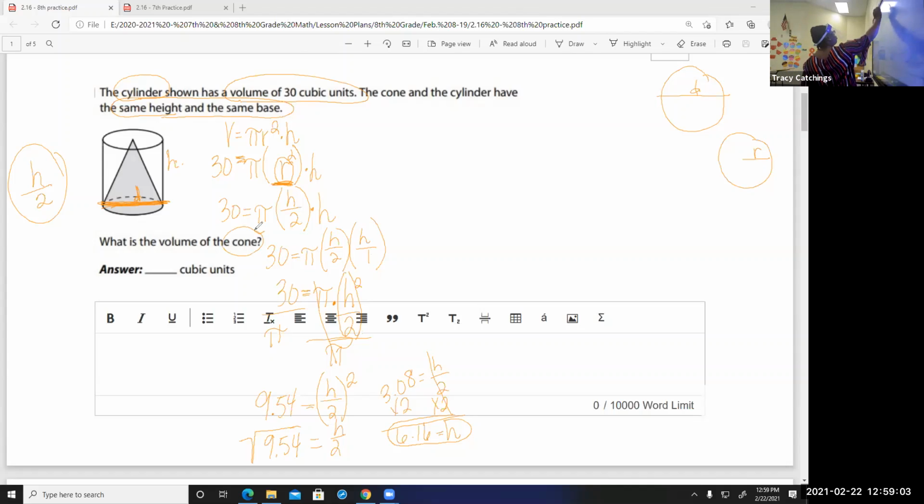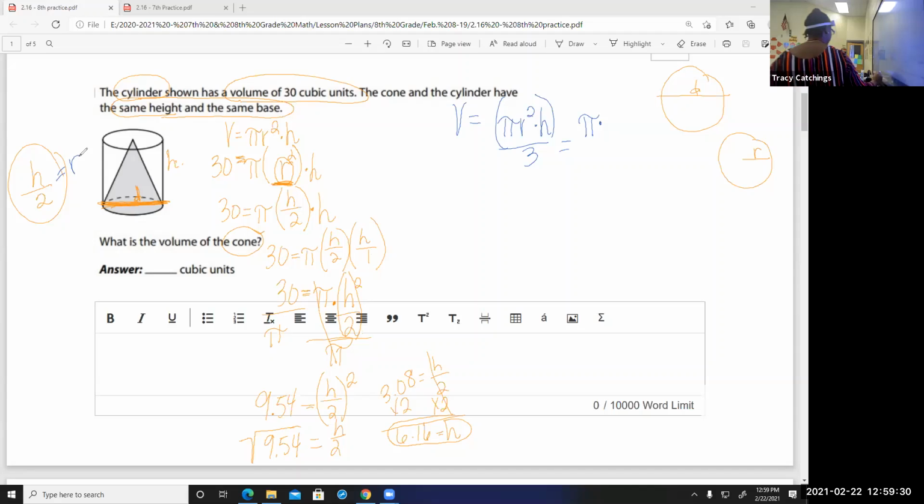Now it's asking us about that cone. Once again, I always start with the formula: pi r squared times the height, and then we're going to divide it by 3. All right, we got pi. What did we say our radius is? Take that height and divide it by 2.